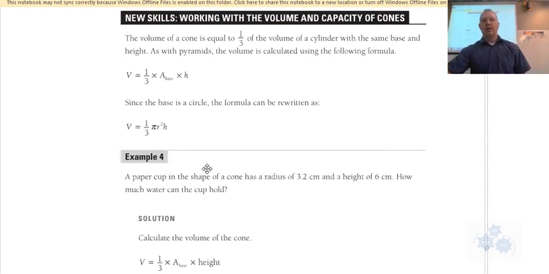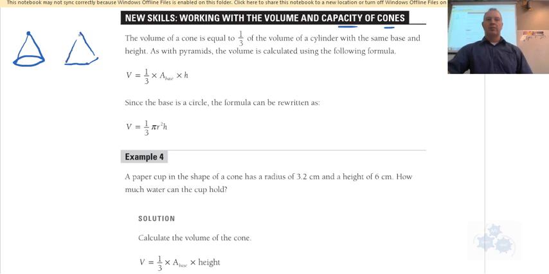Okay, so volume and capacity of cones. Remember a few days ago we did that little activity where I had the wooden cones and the pyramids and all that sort of stuff, and we talked about volume. A cone really is just a circular-based pyramid, like a teepee. If you have a square base and it all comes to a point, that's a pyramid. This would be a circular-based pyramid. It would be a cone.